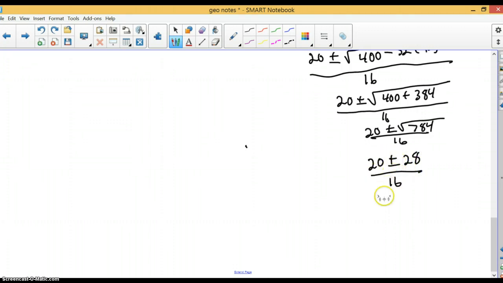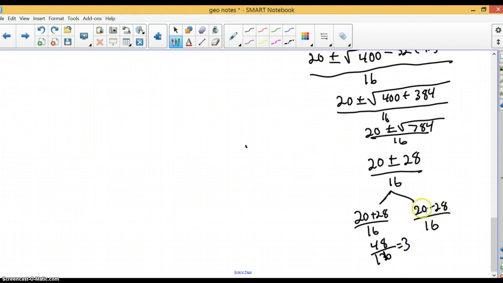And now this plus or minus, that means we break it up. We have 20 plus 28 over 16 and 20 minus 28 over 16, which gives us 48 over 16, which equals 3, and 20 minus 28 over 16 is negative 8 over 16, or negative 1/2. And that gives us our possible values for x.